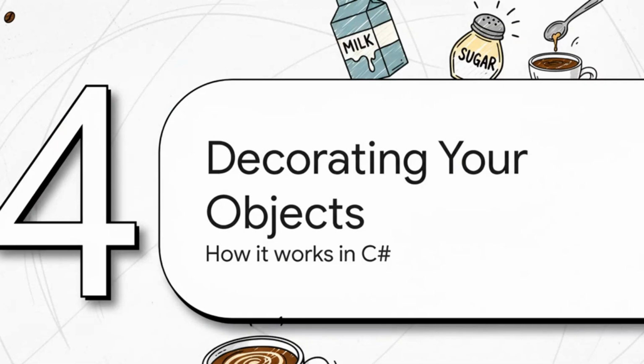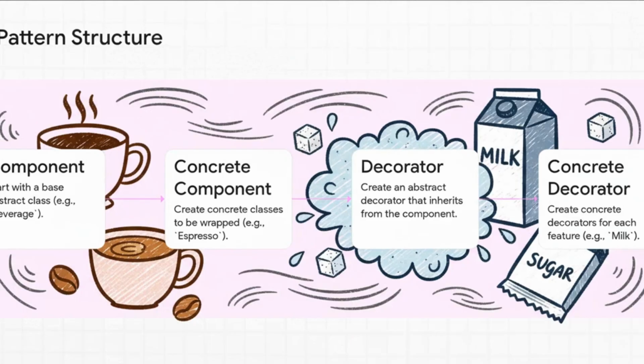Okay, theory is great, but let's get our hands dirty. Let's see how this actually solves our coffee shop problem in code, and we'll do it the clean, super flexible way this time. The structure really just has four main parts. First, you need a base interface or abstract class. That's our component. For us, it's a beverage.